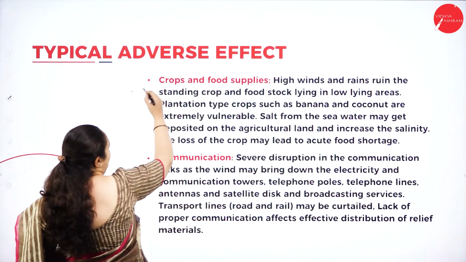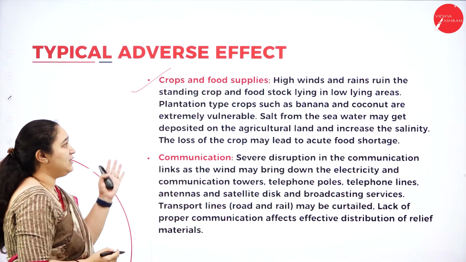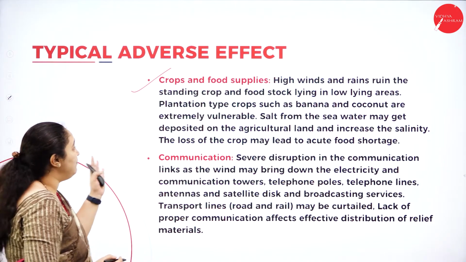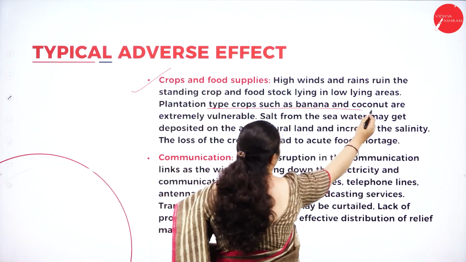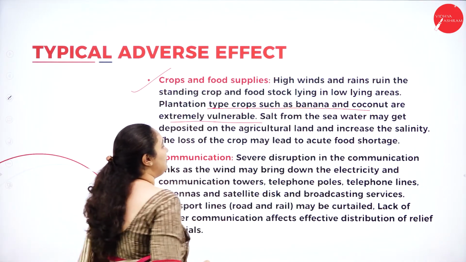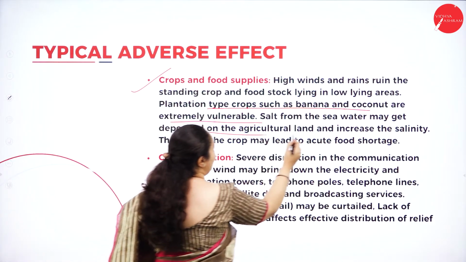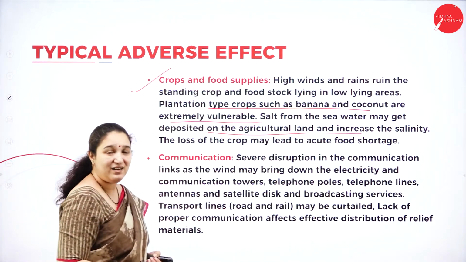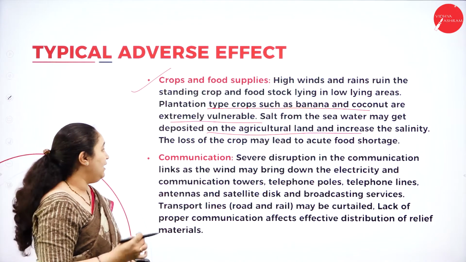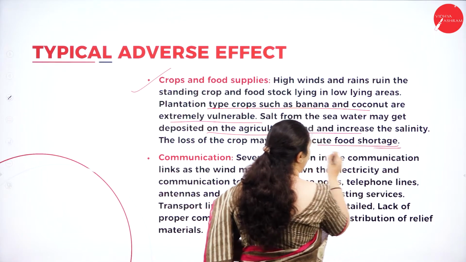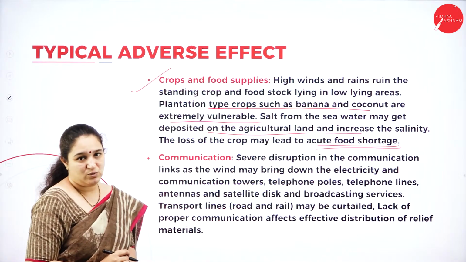Crops and food supplies. High wind and rain ruin the standing crops and the food stock lying in the low-lying areas, and plantation type crops such as banana and coconut are extremely vulnerable. Salt from the seawater may get deposited on the agricultural land, increasing the salinity of the soil, and the loss of crop may lead to acute food shortage because of the cyclones.